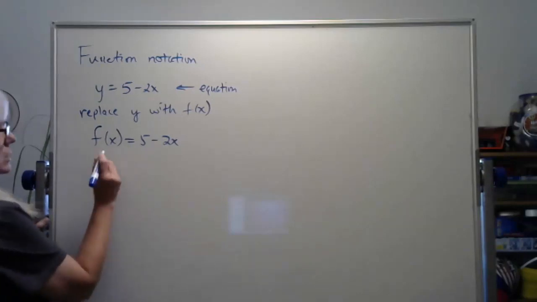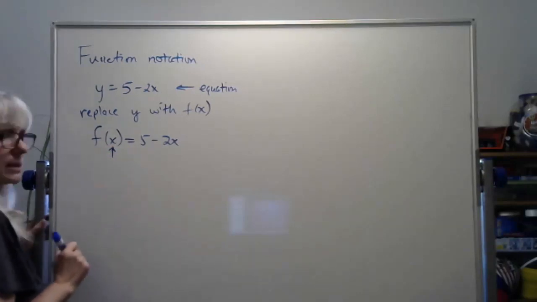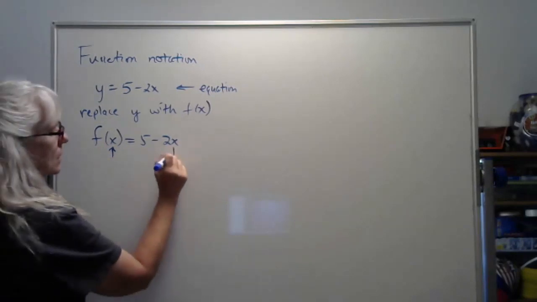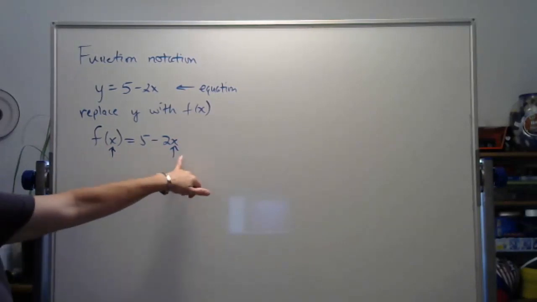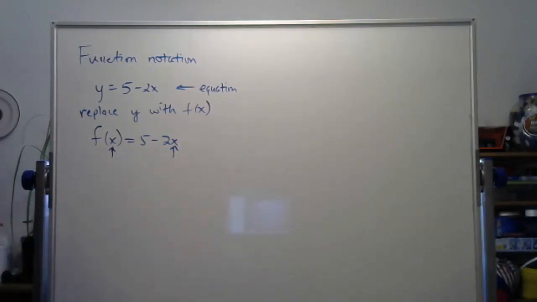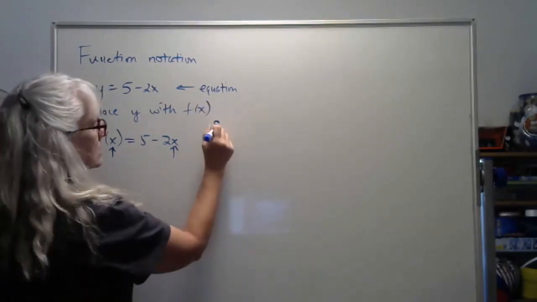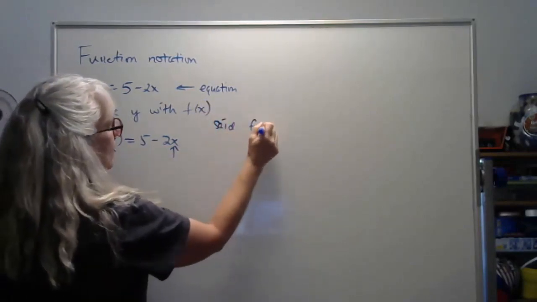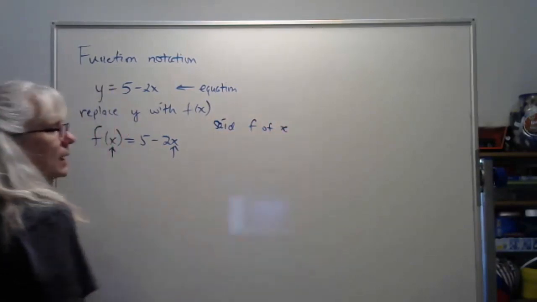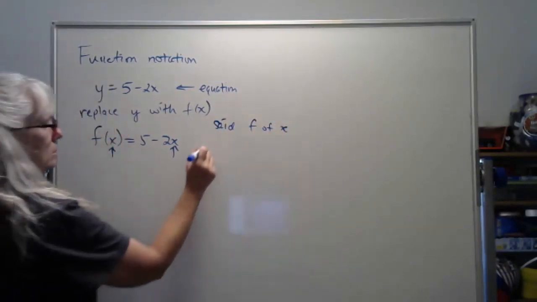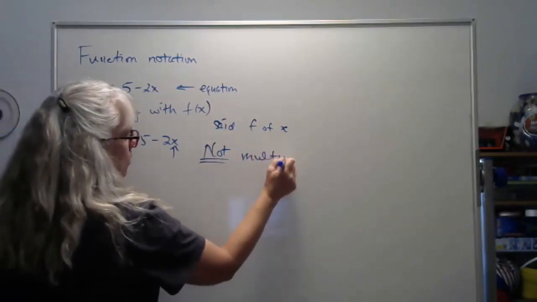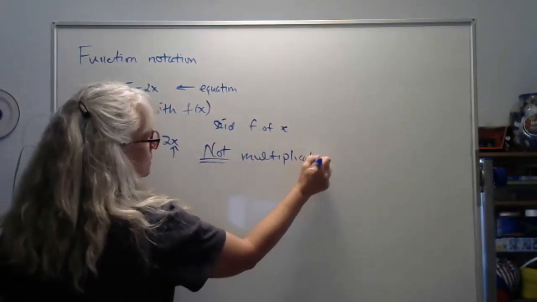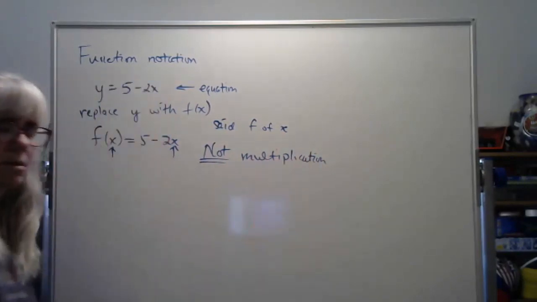The key to writing functions is to recognize that whatever letter you put inside that set of parentheses is going to be the only letter you can have on the right-hand side. So if I write a function in terms of x, the only variable I can have on this right-hand side is x. And again, how we say this: it's said f and then the word of x. It does not mean to multiply. It's the one place in algebra where you see parentheses and it does not mean to multiply.